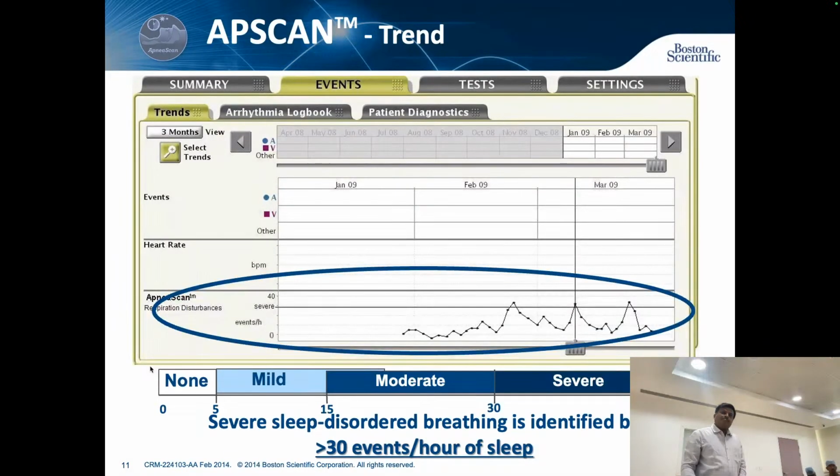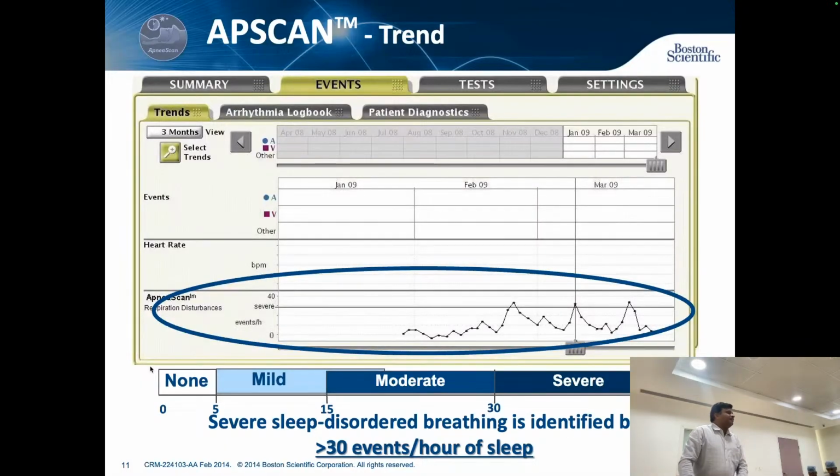So basically, it is for diagnosing. It is only for diagnostics. There is no therapy, no treatment from Boston Scientific. The ApneaScan. What does AP mean? Apnea. Okay, Apnea scan. So it is only with Boston, or any other company? Only with Boston.